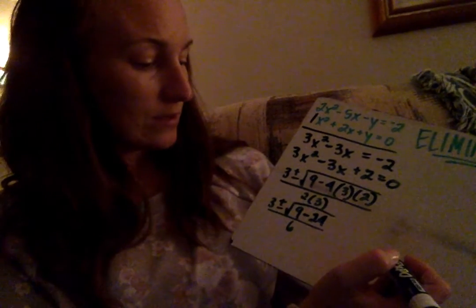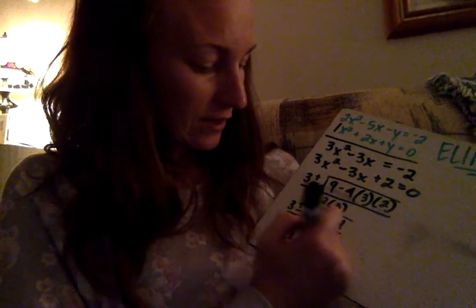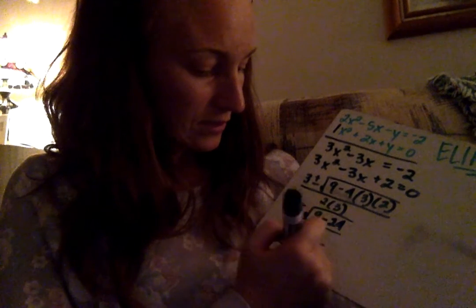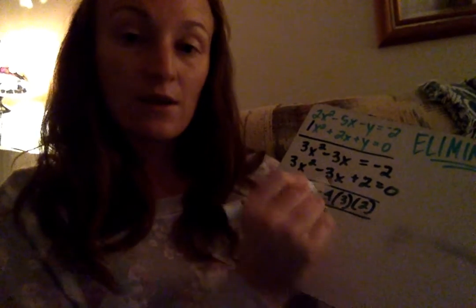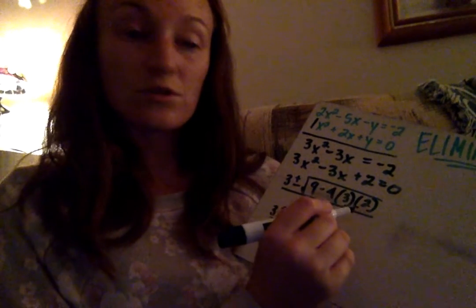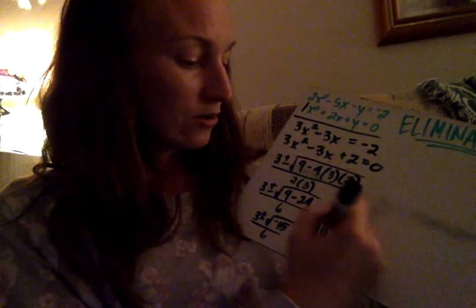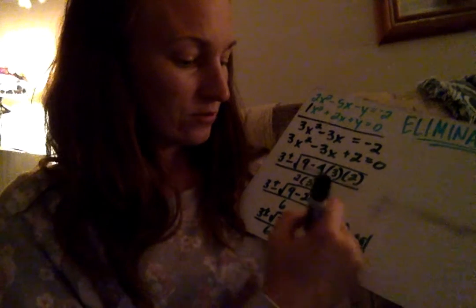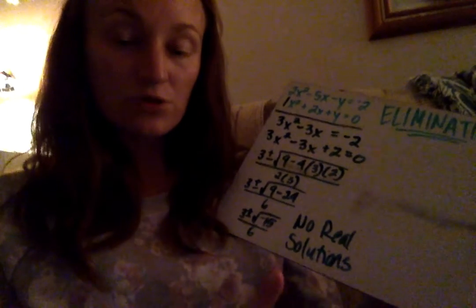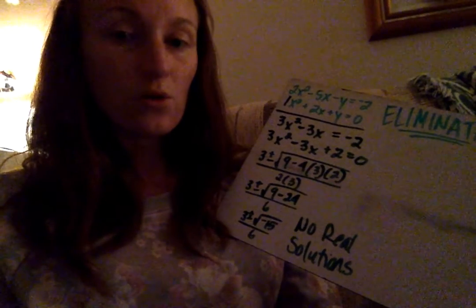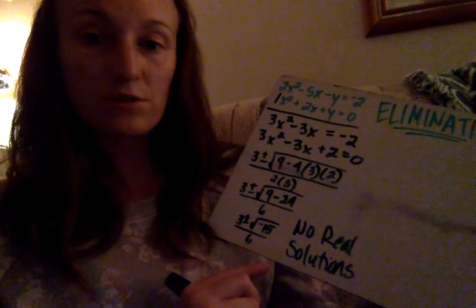When I subtract here, when I do 9 minus 24, that's going to give me a negative 15 over 6. Remember, when you have a negative underneath the radical, you can take out an i. So my solutions are going to be imaginary. Since they're imaginary, this means I have no real solutions. So when we were solving these, we were either going to get one solution, two solutions, or no real solutions. So in this case, since it's a negative under there, it's no real solutions.